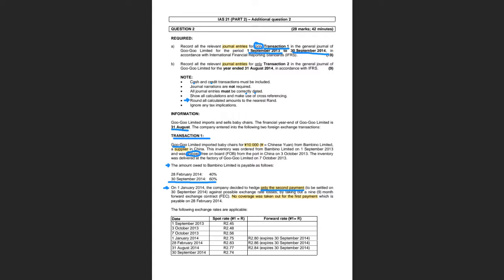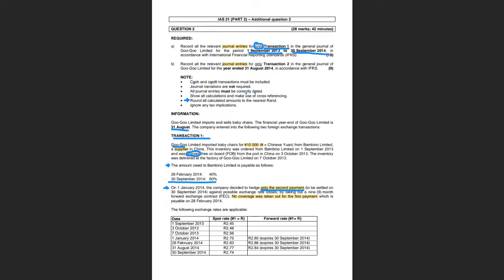So it says it's to be settled on the 30th of September, right? So just the second payment against possible exchange rate losses or fluctuations, right? And it's taken out for 9 months. Now, 9 months means they're taking it out on the 1st of January, and it expires then on the 30th of September. That is 9 months, right? So that's all they're saying. They're saying they're taking it out for that full period of 9 months, right?